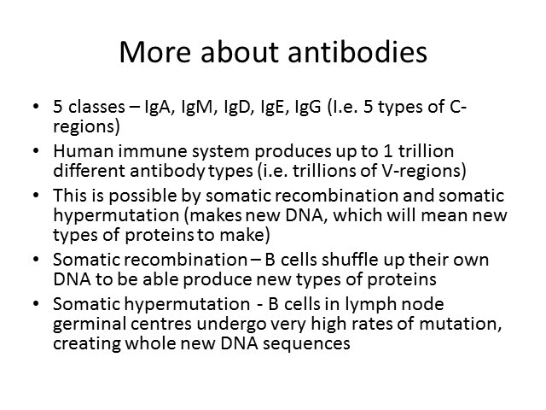And both these processes will make new DNA, which means that we can make new types of proteins and those new types of V regions. So we don't have to have DNA hard-coded into our genetic structure to make all these trillion types of antibodies. We can make it on the fly. Somatic recombination is a process whereby B cells shuffle up their own DNA, and by shuffling their own DNA, they create new types of DNA, and they're therefore able to produce new types of proteins and therefore new types of V regions.